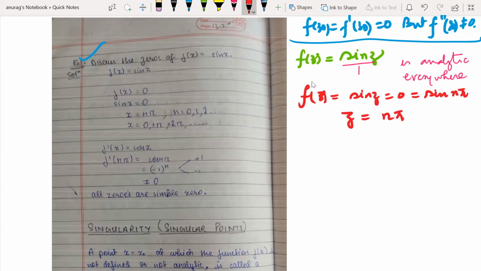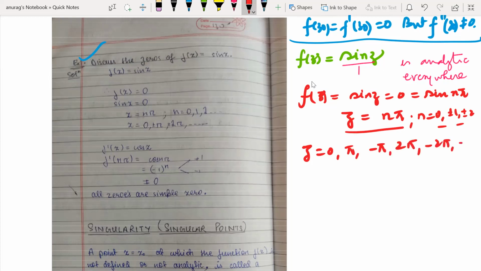We know that 0 is also a general value of n pi. If you put n equal to 0, plus minus 1, you will get different points as zeros. Let's check the nature of these zeros: 0, pi, minus pi, 2 pi, minus 2 pi. All are zeros. This is confirmed. Now the doubt is, what is the order of these zeros?